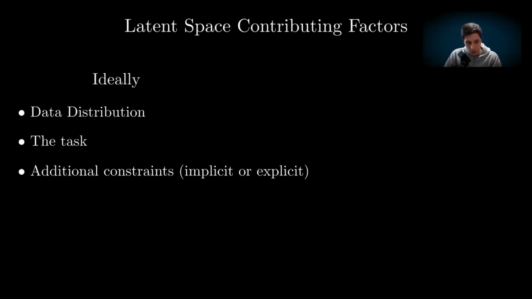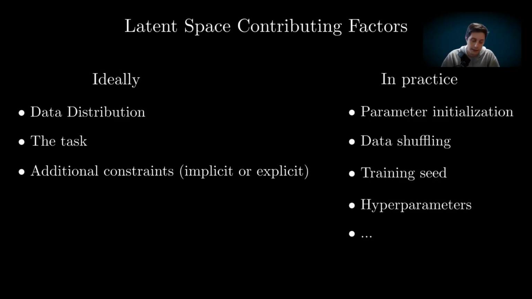Ideally, the data distribution, the task you are solving, and some additional constraints should be the only factors that influence the shape of the latent space. And here, by additional constraints, I mean architectural ones. For example, if you have some sort of activation, for example a ReLU, a rectified linear unit, that goes into the latent space, you can only have positive numbers in the latent space. So of course, you won't have negative points. Or some constraint in the loss, for example, some smoothness constraint.